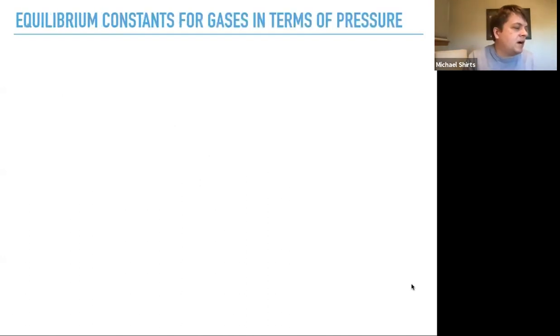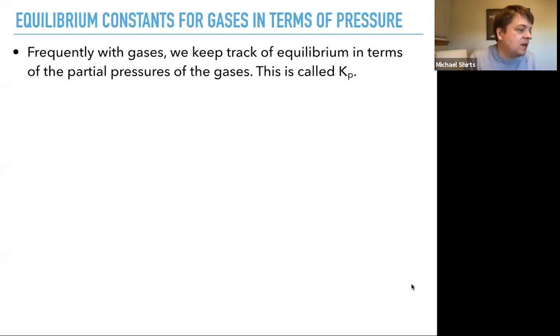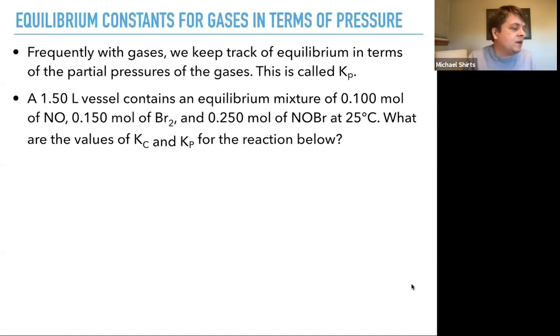Okay. So equilibrium constants for gases in terms of pressure. It turns out that you can write equilibrium constants for gases in terms of pressure as well. Frequently with gases, we keep track of equilibrium in terms of partial pressures of the gases, and we call this Kp, the equilibrium constant K written in terms of the pressure P. Let's apply this.